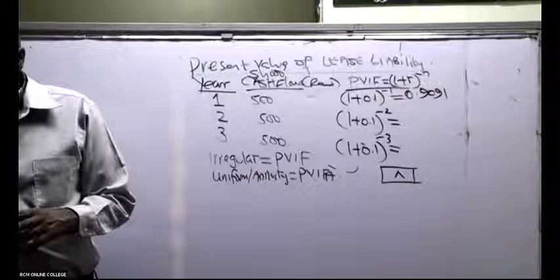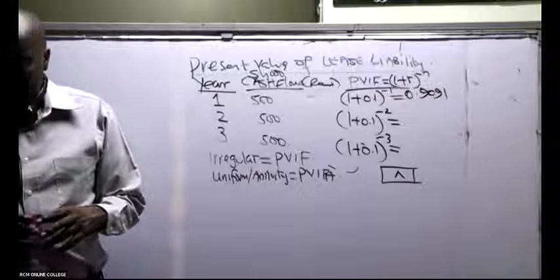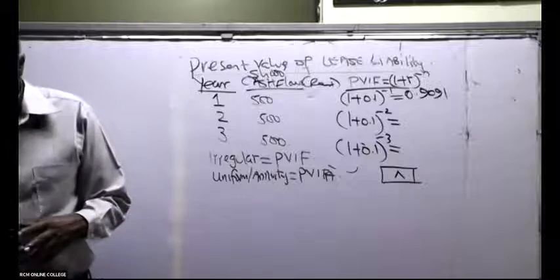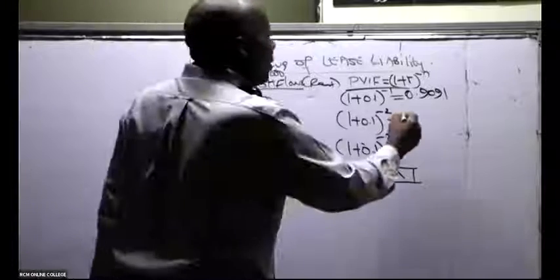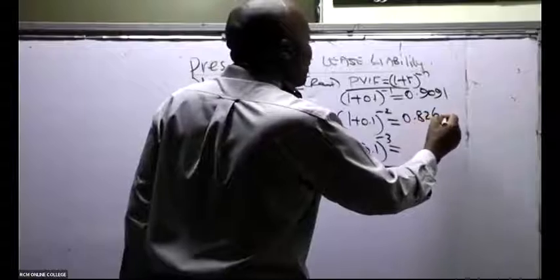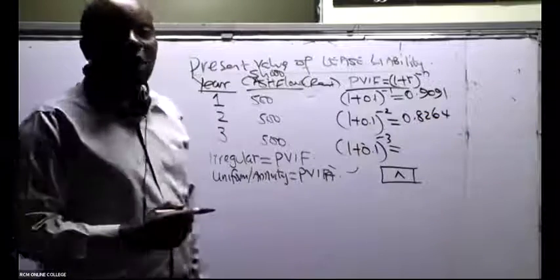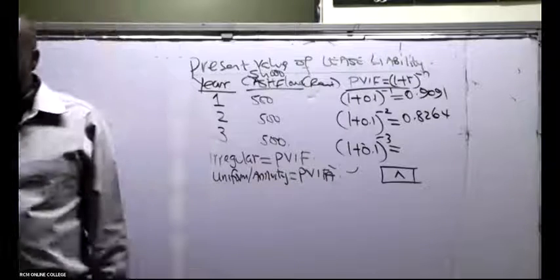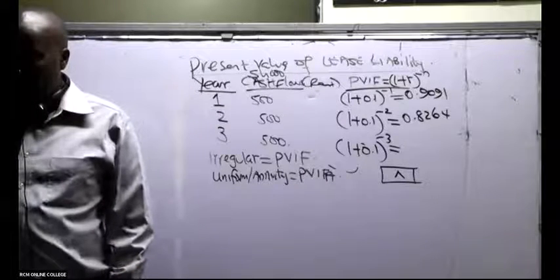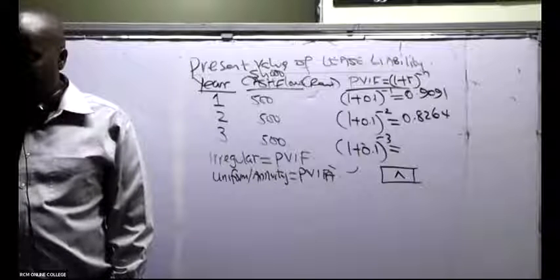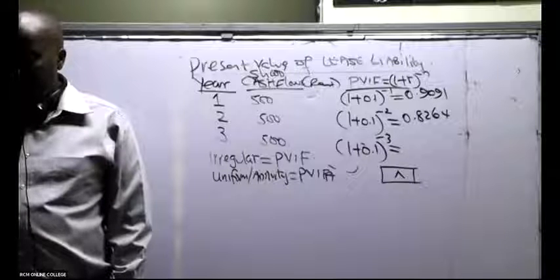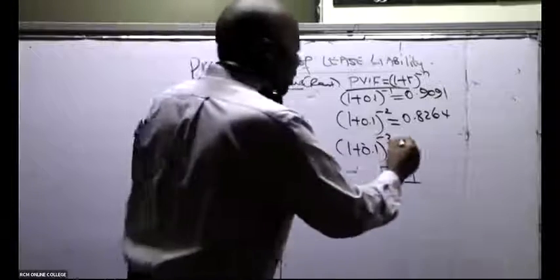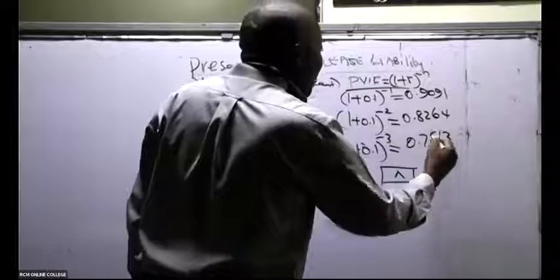The other ninjas, are they able to get that 0.9091? Year 2, Esther has given me 0.8264. How I wish it was all students who are confirming these figures, for us to be able to move together very well. 0.8264, 0.7513. So we have here 0.7513.